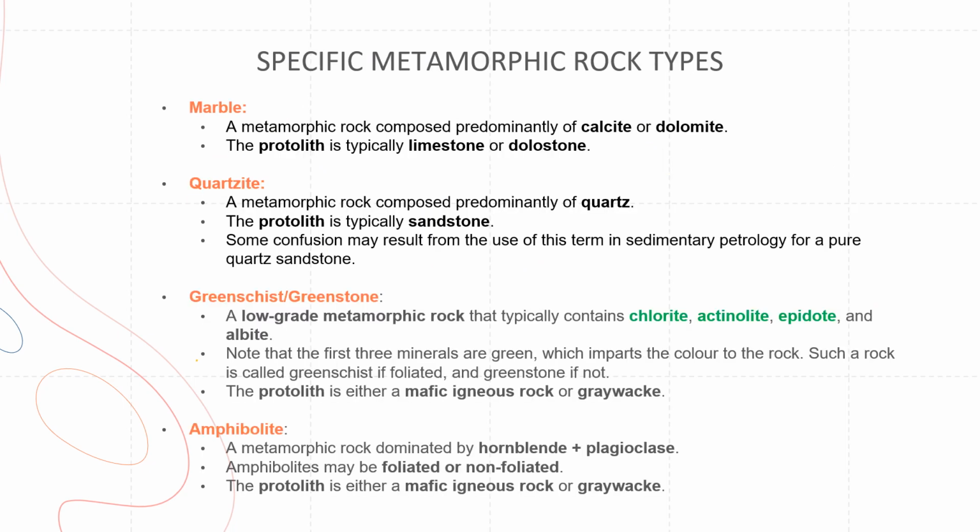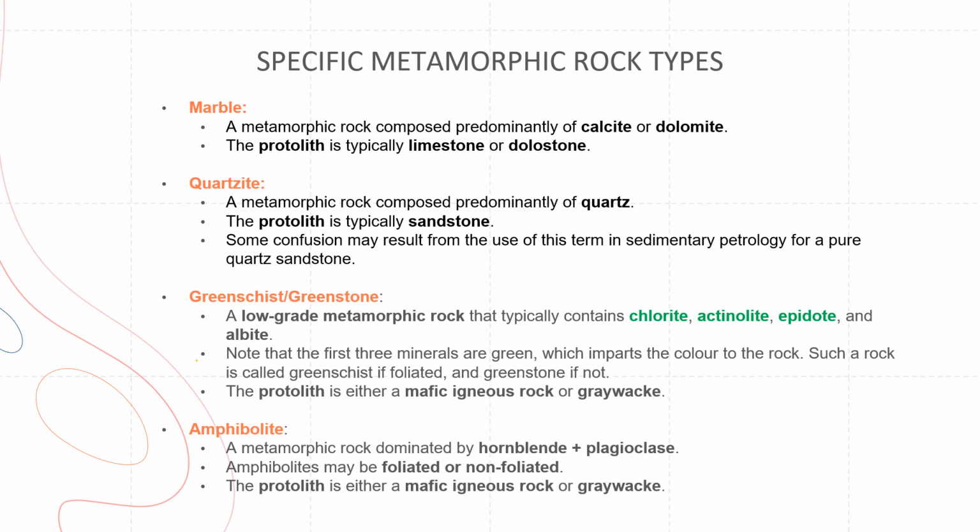So we've had a look at how to give names to foliated and non-foliated metamorphic rocks. However, some rock types are sufficiently common that they've been given special names, and as a rule of thumb, these names take precedence over textural names. So pay attention to these names. There will be quite a few, but we'll go through them one by one together.